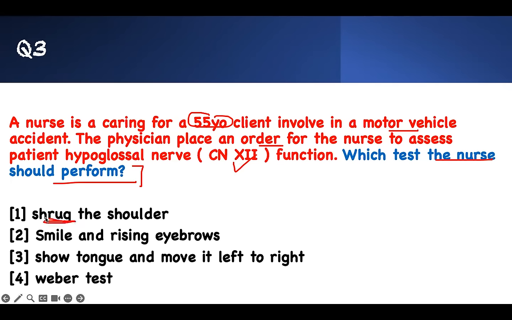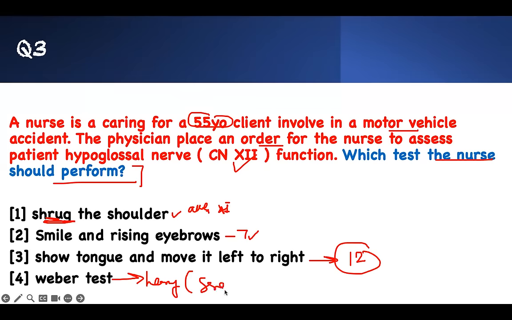Number 1, it says shrug the shoulder. Shoulder shrugging is accessory, which is 11. Smile and raising your eyebrows is 7, that's facial. Show the tongue and move it left to right. Yes, this is 12, cranial nerve 12. The Weber test is for balance and hearing. So with hearing, mostly you're looking for sensorineural loss, and this is cranial nerve 8.